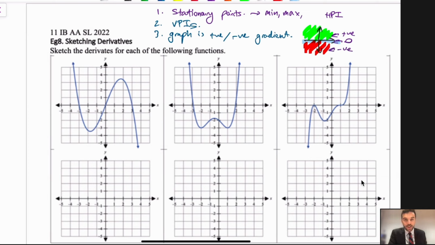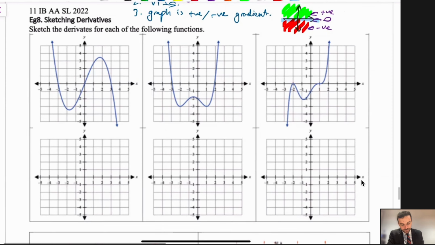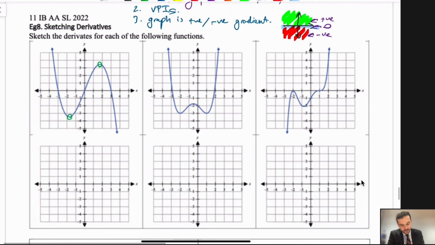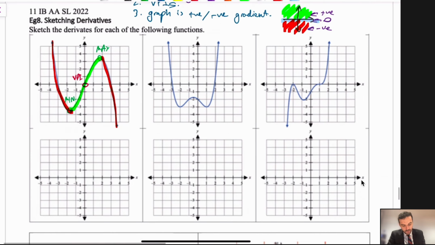So let's go. Step 1, stationary points, find min, max, and HPI. Okay, so here we go. Min, max, HPI. Here's one, no HPIs. Okay, so we've done that. Vertical points of inflection, that's probably going to be one around here, maybe around there. That's probably our VPI. We've got a max here, we've got a min here. Then my next bit is I'm going to go, okay, highlighted in green, that's where my graph is positive. Highlighted in red, that's where my graph is negative. So we're expecting the positive regions to be above the x-axis in the next graph, and then below the x-axis in the next. Okay, so here we go.